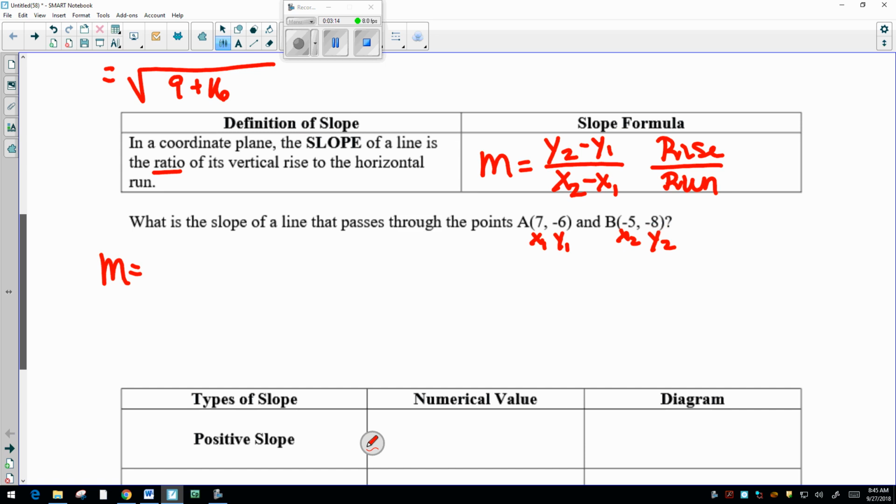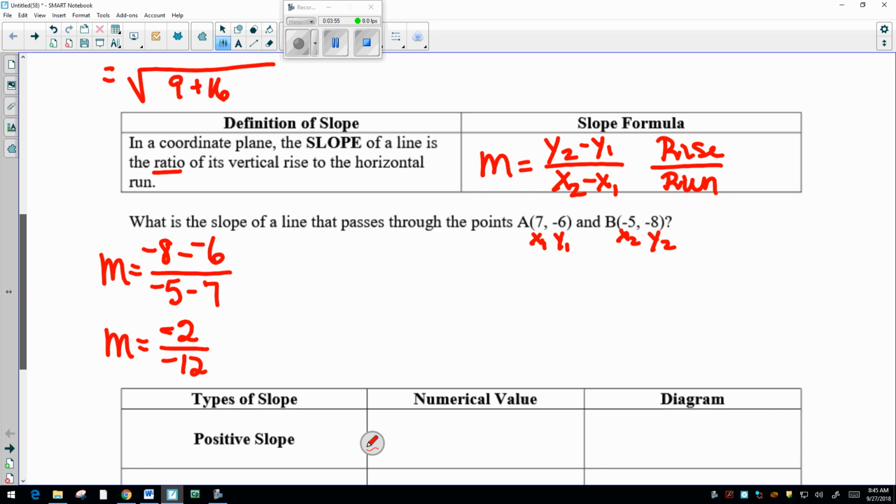So we're going to start by calculating. For our slope formula, we have y2, which is negative 8, minus y1, which is negative 6. Now be careful with your signs. So we have a negative 6 that has to stay a negative 6. We're going to divide that by x2, which is negative 5, minus x1, which is 7. So when we simplify this, in our numerator, we have negative 8 minus a negative 6. So that's really like plus a positive. So negative 8 plus 6 gives us negative 2. And on the bottom, we have negative 5 minus 7, which gives us negative 12.